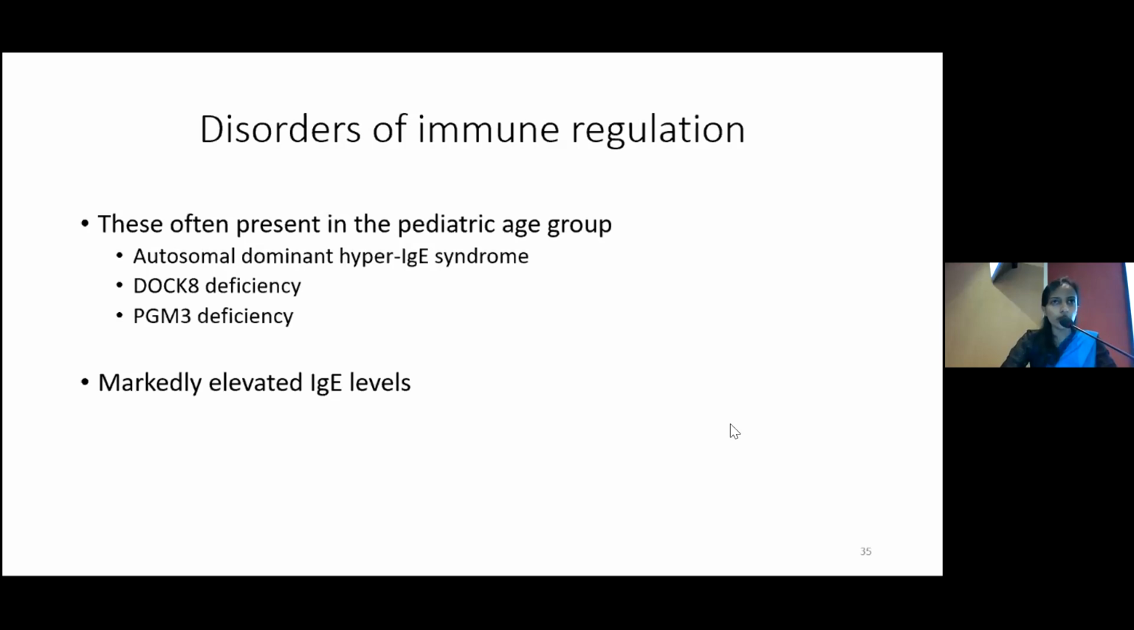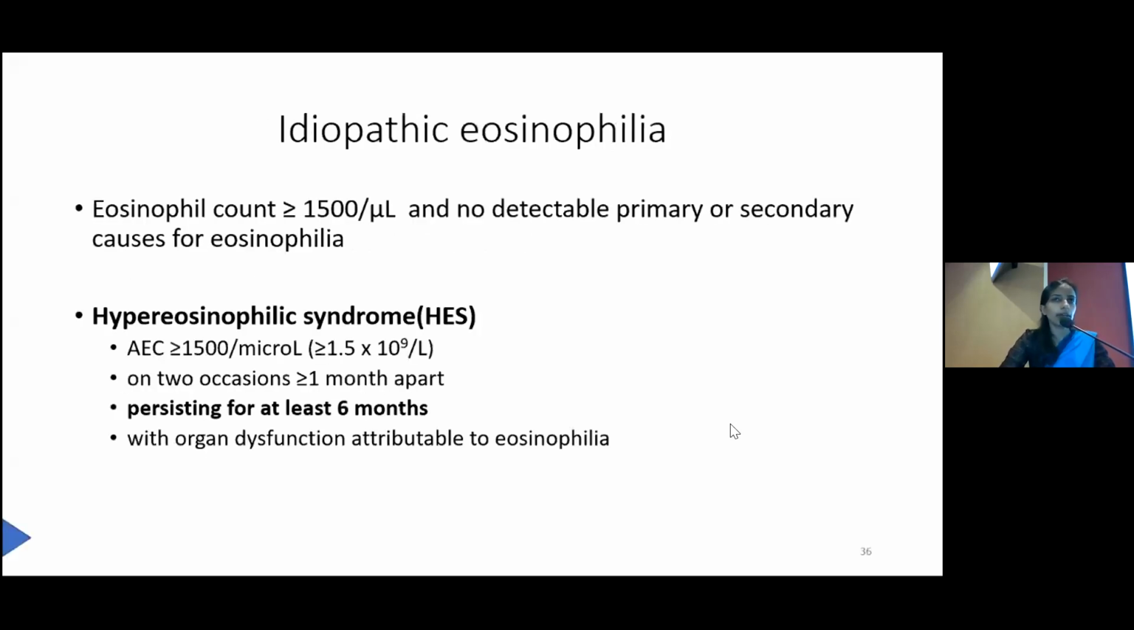I have discussed a lot of causes of secondary eosinophilia. So apart from those, there are other causes like hereditary eosinophilia, IgG4-related disease, and also endocrine causes like Addison's disease associated with eosinophilia. Then I've already discussed primary and secondary eosinophilia.